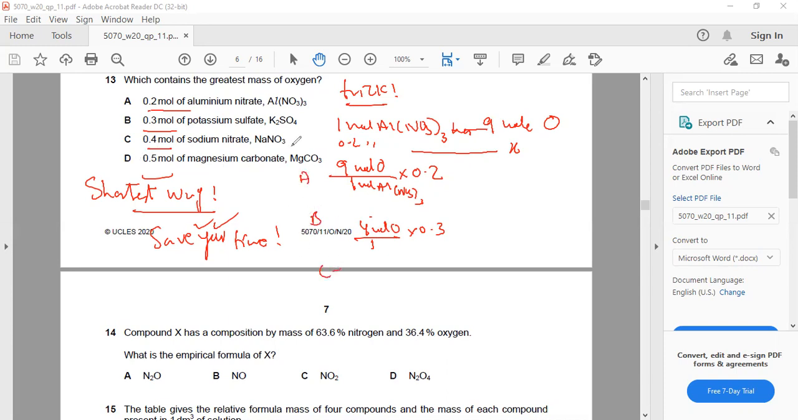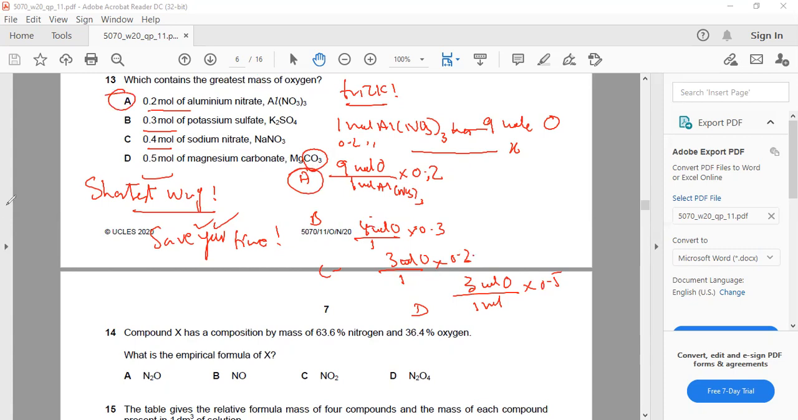Okay. 1 mole compound has 3 moles of oxygen. 0.2, how much? And in D also the same: 1 mole compound has 3 moles oxygen. So 0.5, how much? Save your time, no calculation, no calculator. 9 into 0.2 is the greatest one. 4 into 0.3, 3 into 0.2, 3 into 0.5. Which one is the greatest? A is the answer.